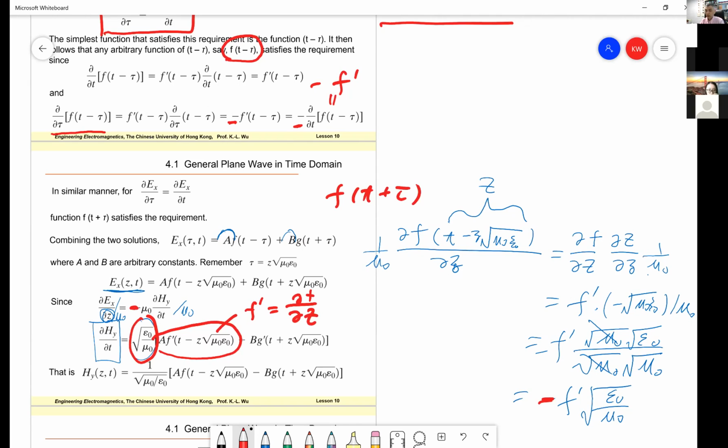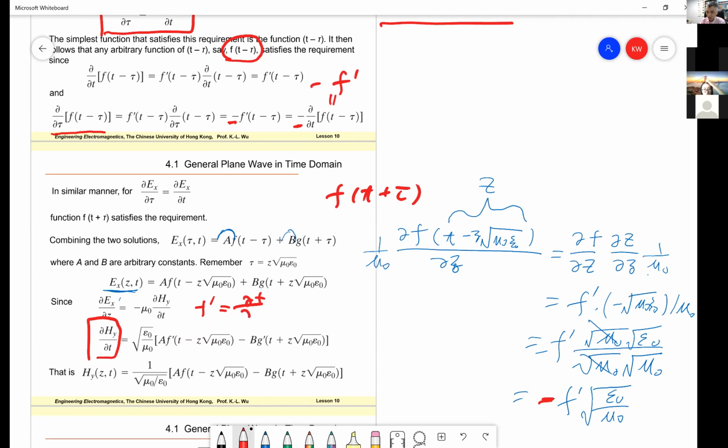Similarly, we can get a second term, so I don't repeat. This gives us a very clear picture. What is the clear picture? This is a function of partial y partial t, and I can also say this is equal to partial f partial t.